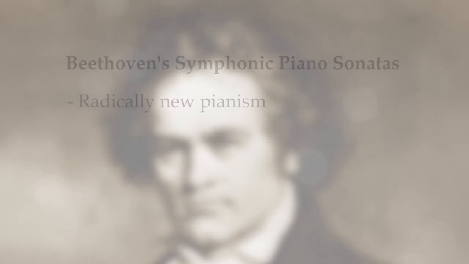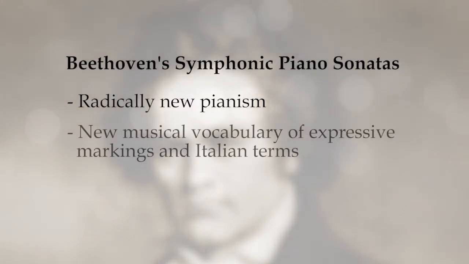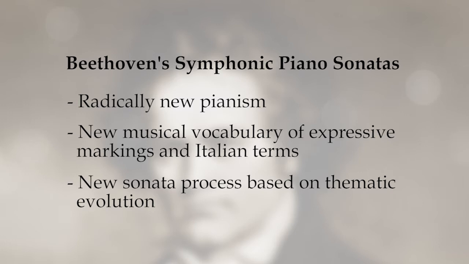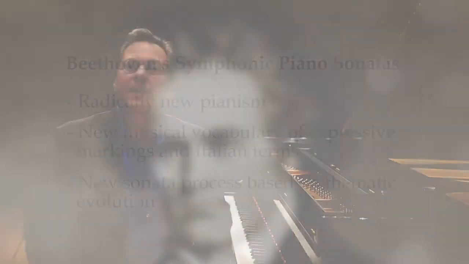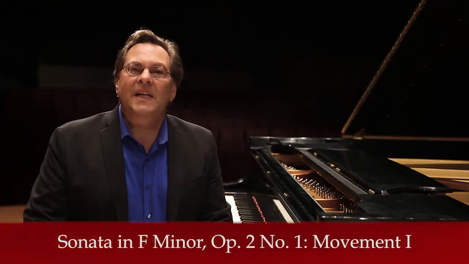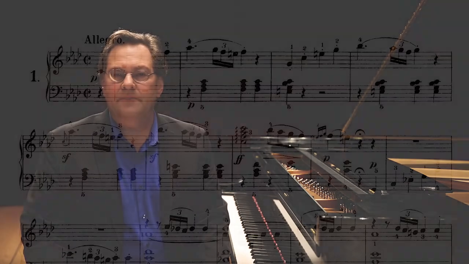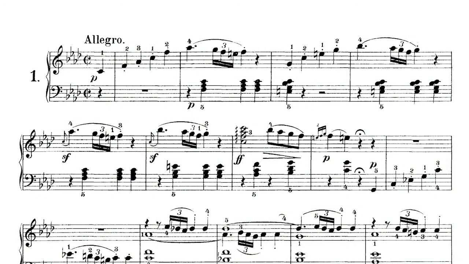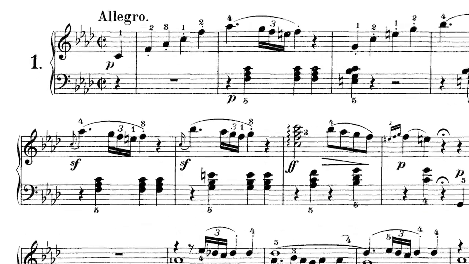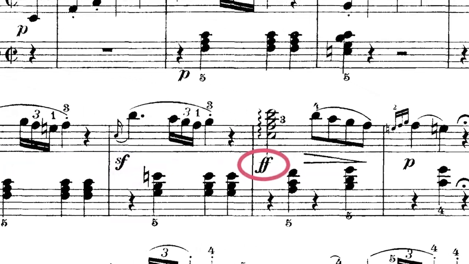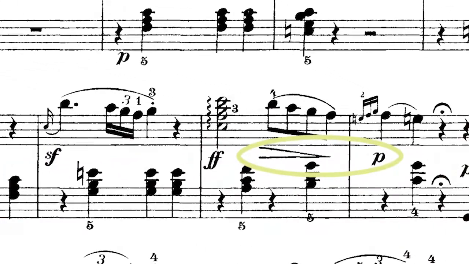piano, a radically new pianism, a new musical vocabulary of expressive markings and Italian terms, and a new sonata process based on thematic evolution. The first theme of the first movement has the classic short, short, long structure. We must present measures 5 through 8 as a single musical unit. We find the characteristic Beethoven accentuation and dynamics in the very first phrase, sforzandos that build to a powerful fortissimo and a diminuendo nuance to piano.